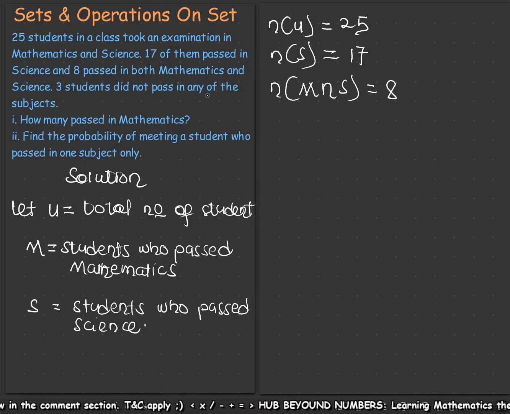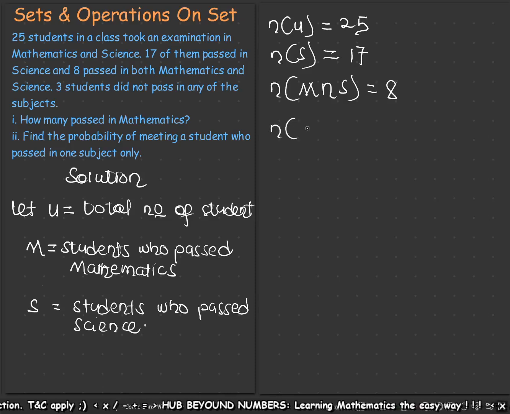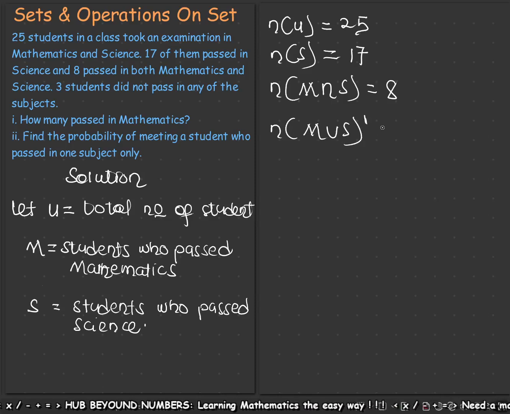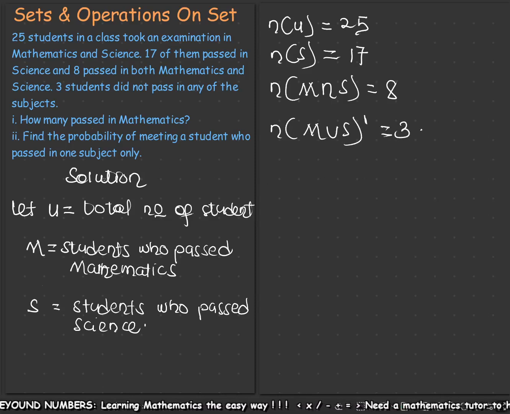3 students did not pass any of the subjects. So for any, that is a complement, and we denote that by (M union S) prime. That is 3.